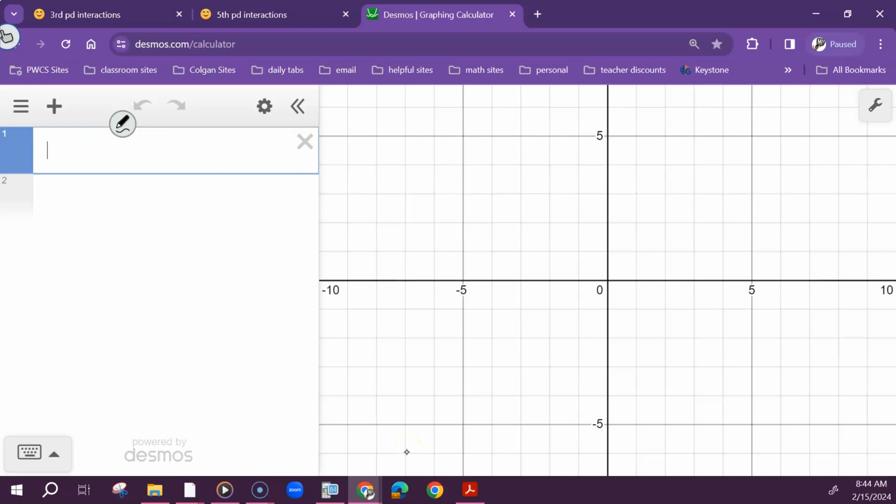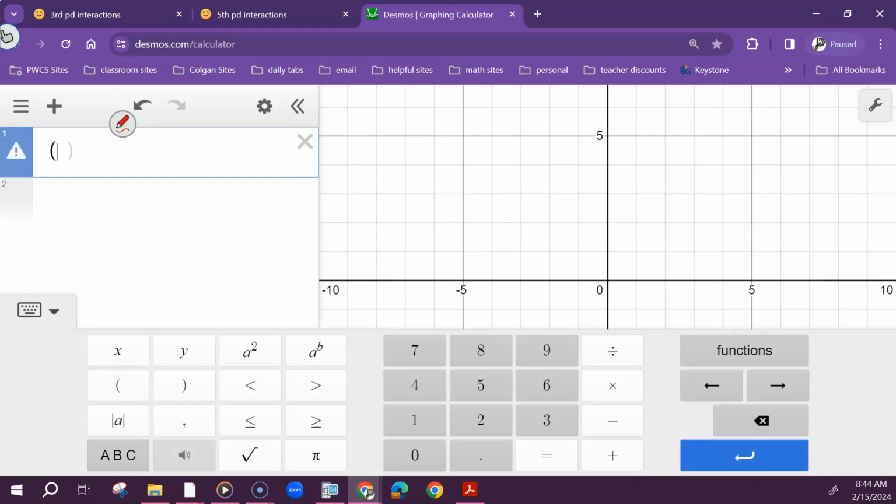So for number 1, if I were to graph those 2 points, you can put them in the same line, but then if you label them, they won't be the same. They'll be the same.